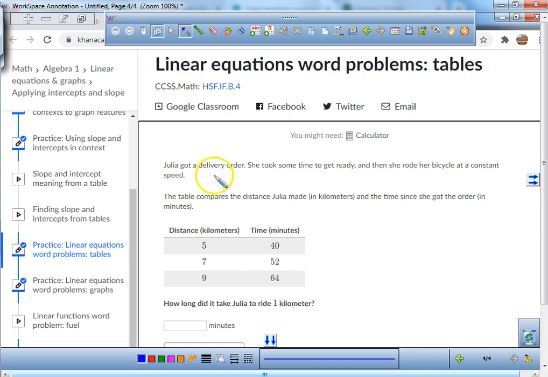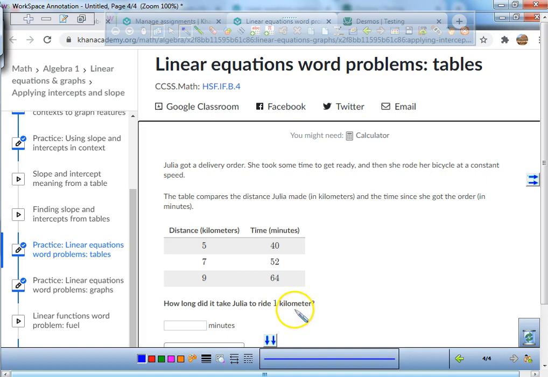On this one, it says Julia got the delivery order, and she took some time to get ready. Then she rode her bicycle at a constant speed. The table compares the distance Julia made in kilometers and the time since she got the order in minutes. How long did it take Julia to ride 1 kilometer?